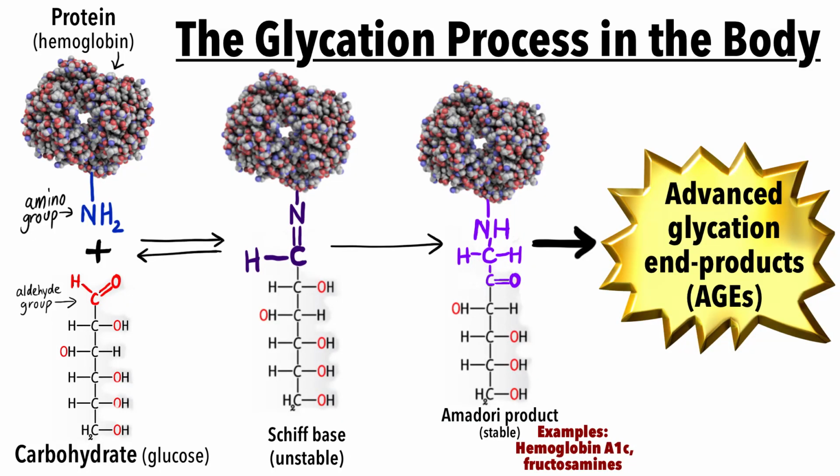Diabetes accelerates the process of glycation as the high levels of sugar or glucose in the blood make it even more likely that sugar molecules will combine and collide with proteins.